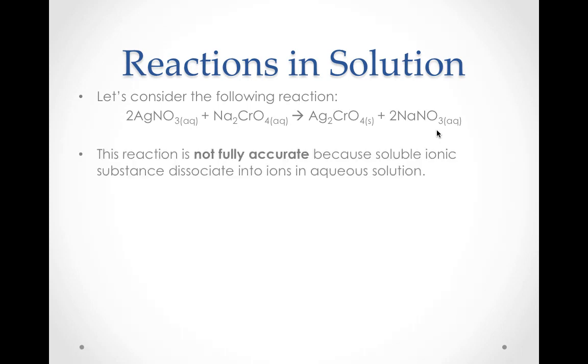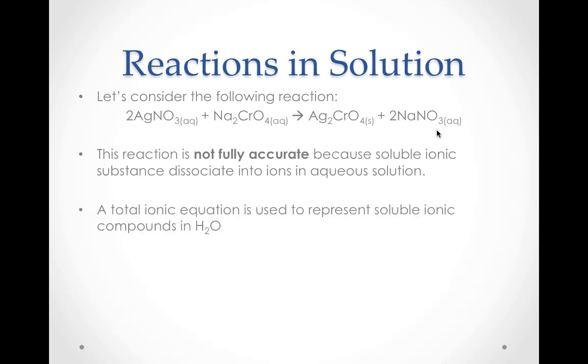So if we look at this reaction, while it does show overall what's happening in the reaction, it is not actually fully accurate, okay, for what's actually happening in this solution. Because all soluble ionic substances will dissociate into their respective ions. So what we're going to see and learn is how to write out a total ionic equation. And that'll show all of the soluble ionic compounds in their dissociated form. Okay, so all that practice that we had with writing out dissociation equations is going to come back because we're going to be doing that to this overall balanced equation.